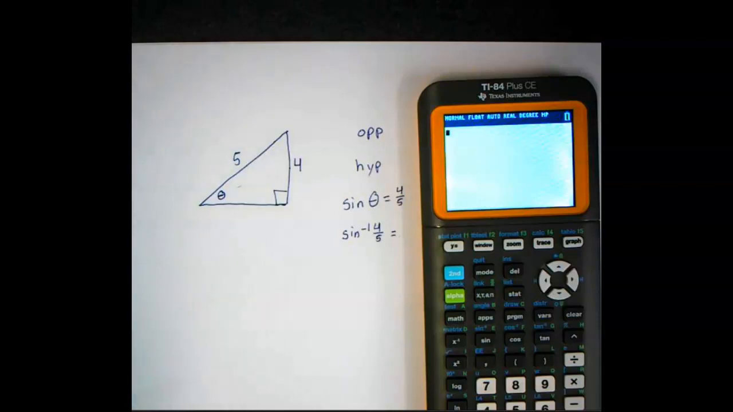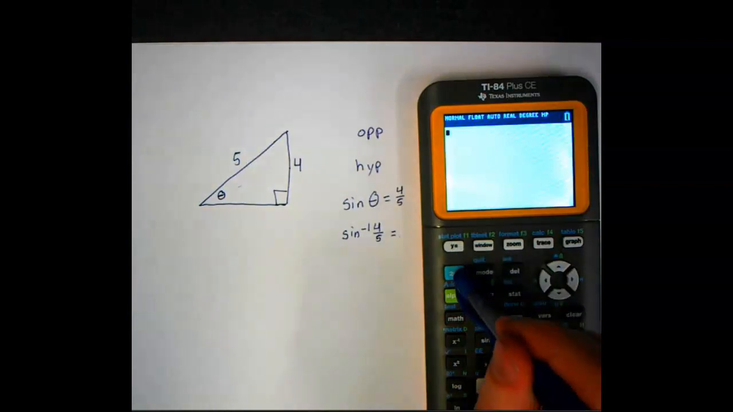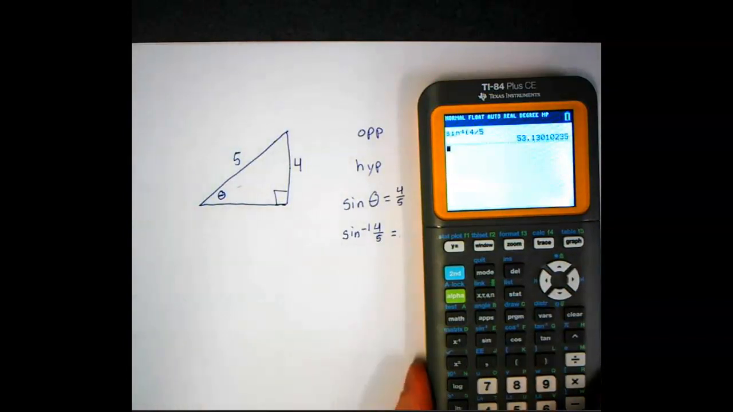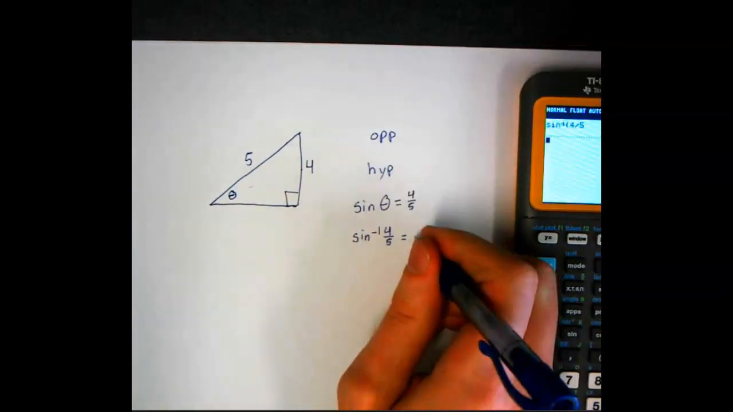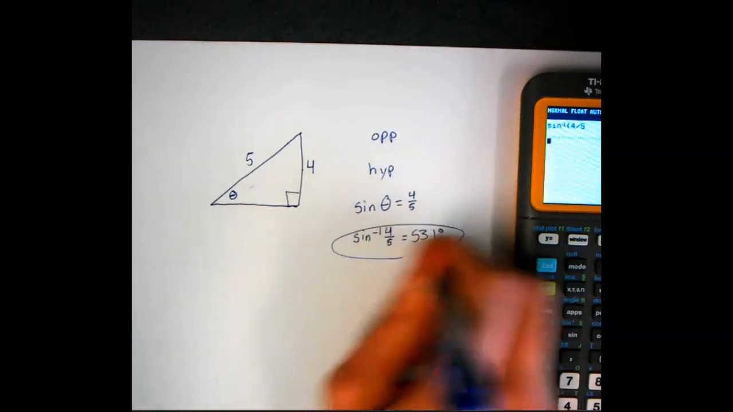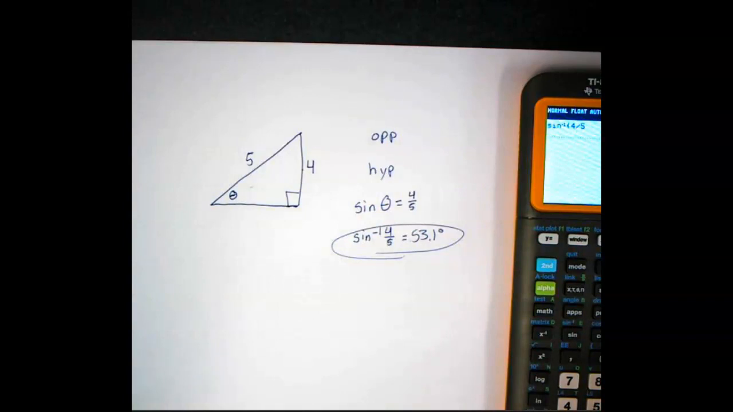And to enter this into your calculator, you're going to click that second button. Then you're going to click the sine button. And then you'll just enter in the 4 divided by 5. And so we can see that we have 53.1 degrees. So that will be our answer, 53.1 degrees. And that is how you're going to solve for the angle.